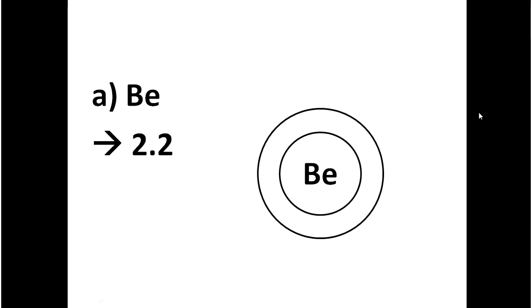A is beryllium. It has an electronic configuration 2,2, so 2 electrons in its inner shell and 2 electrons in its outer shell. Boron has electronic configuration 2,3. It has 2 electrons in its inner shell and 3 electrons in its outer shell.